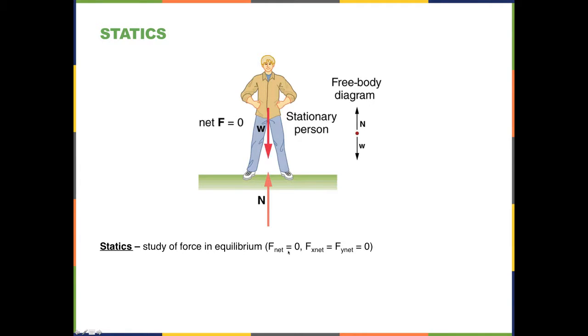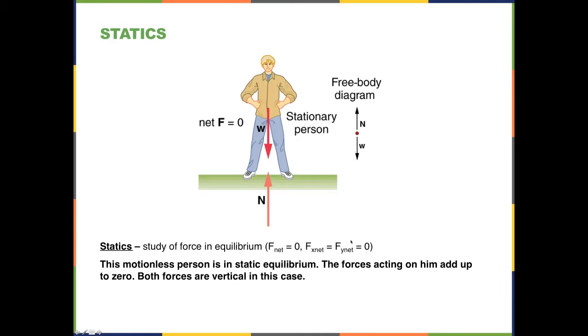Now, when force is in equilibrium, then the net force is equal to zero. And the net force not only overall is equal to zero, but the net x component of that force and the net y component of that force is also equal to zero. So in this motionless person, you have a situation of static equilibrium. All the forces that act on him add up to zero.